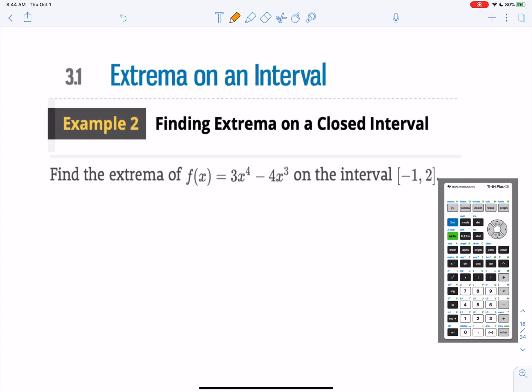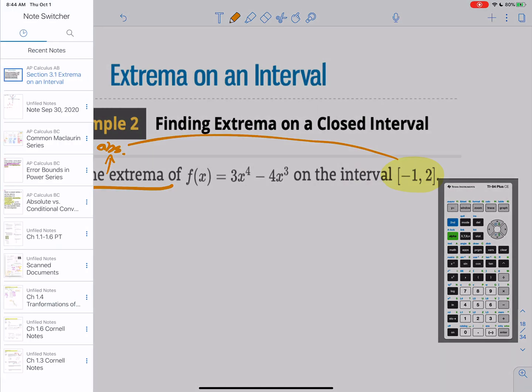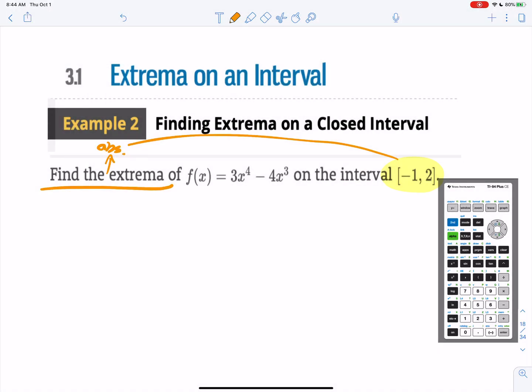Here, they say find the extrema. But don't you guys know 2 different types of extremas? Isn't there a local and an absolute? Isn't there a global or a relative extrema? So here, they didn't really tell you which, but because they gave us a closed interval, it's implied that we're looking for an absolute. Make sure you guys understand that.